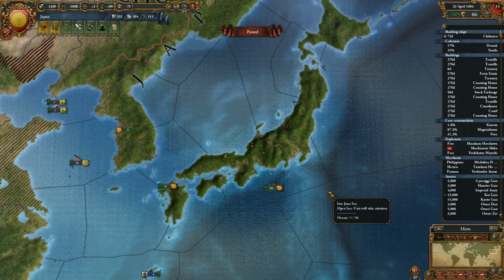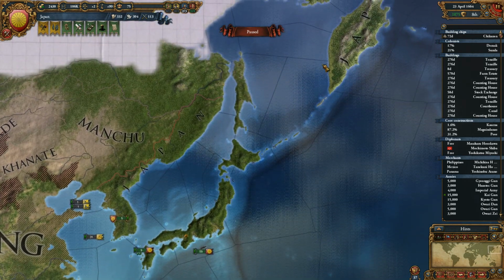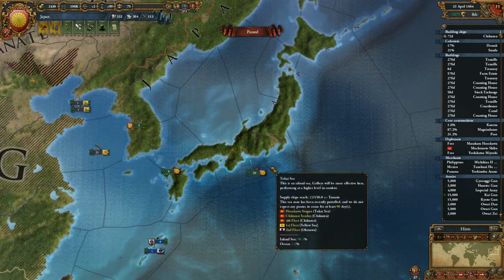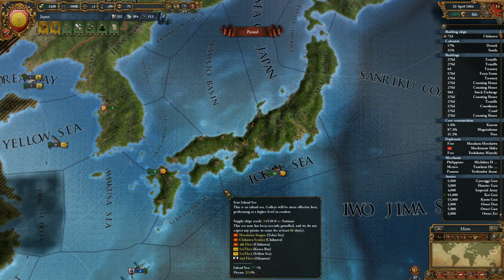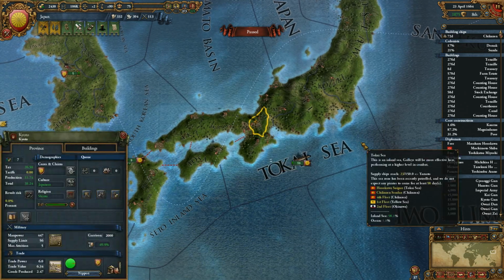Hello again. Today we will be learning about advanced economics in EU4, and we will be playing as Japan. Japan touches quite a few different trade nodes, which is why I chose to use my Japan game for this. So to start with, we will run through the basics.